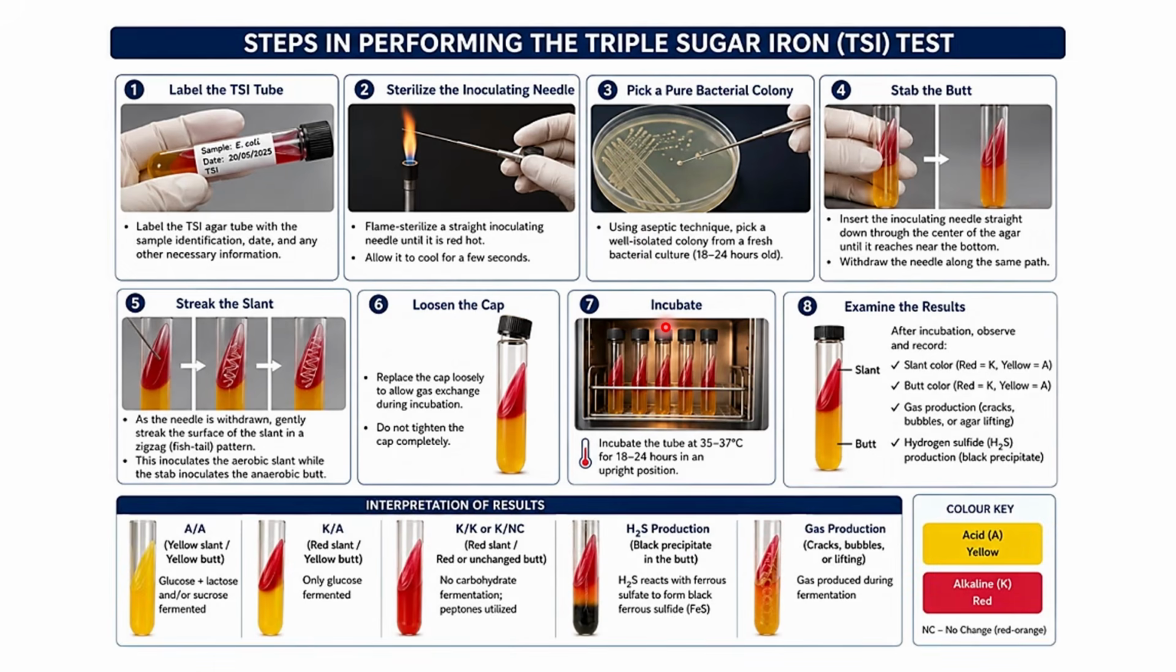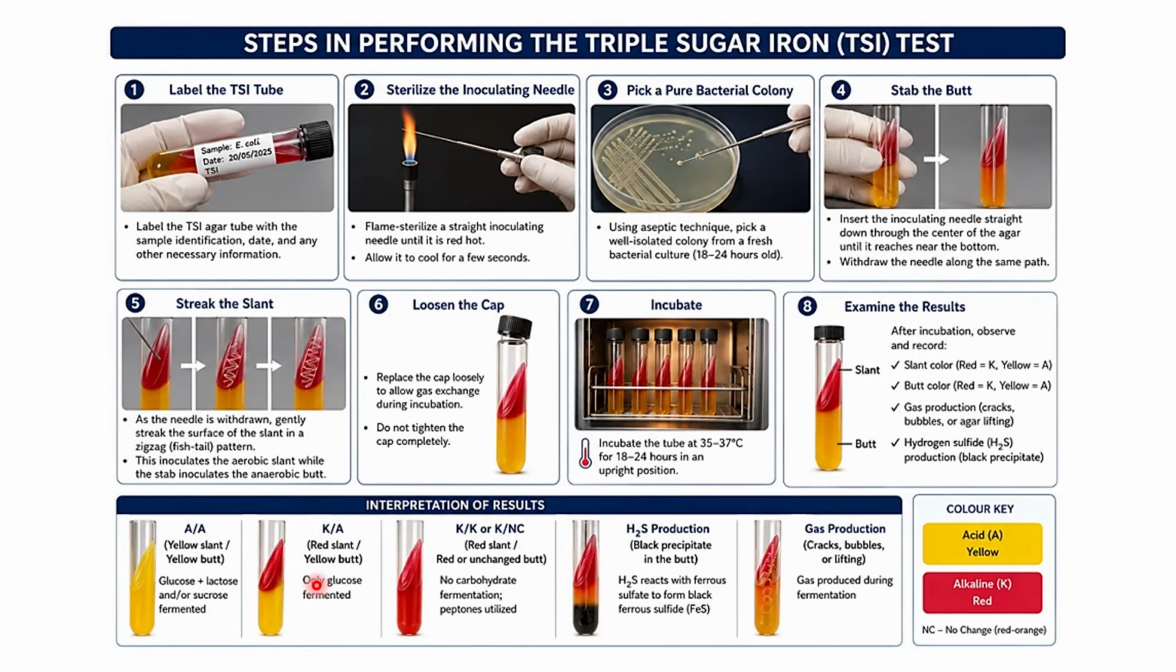So let's see how we can interpret this result. A yellow slant and a yellow butt mean there is a glucose and lactose and/or sucrose fermentation. What happens here is that during this fermentation, acid is produced that lowers the pH of the medium and causes the phenol red to change color to yellow, as shown over here. And we normally report the result as this. So this is A, which indicates the production of acid in the medium, and which is often indicated by a yellow medium over here.